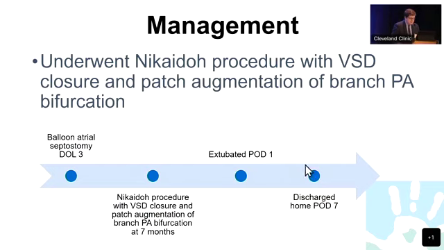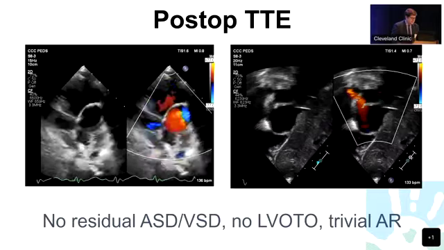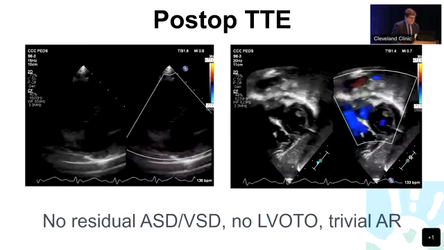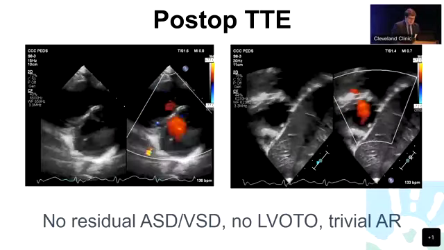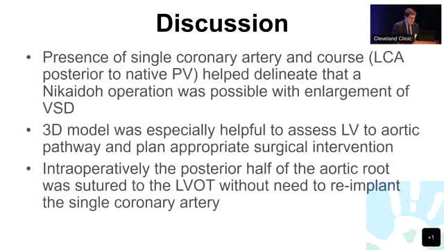So that was done at 7 months, was extubated post-op day 1, discharged post-op day 7 after an uneventful post-op course. And at 18 months, there was no residual LVOT obstruction, just trivial aortic regurgitation and no right ventricular outflow obstruction with free PR, and no residual atrial or ventricular level shunt. And so here's just some post-op TTE images. He's not quite compliant with our imaging, so this is the best that we have for now, but no residual shunting and no outflow tract obstruction, just trivial AR.